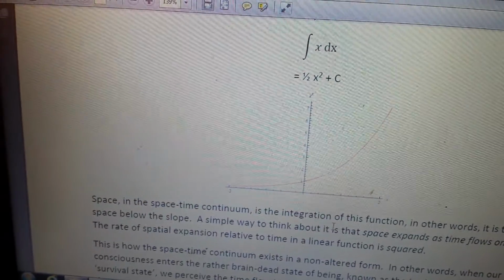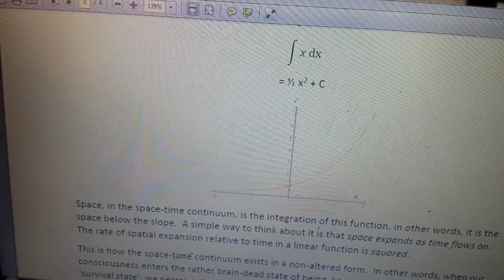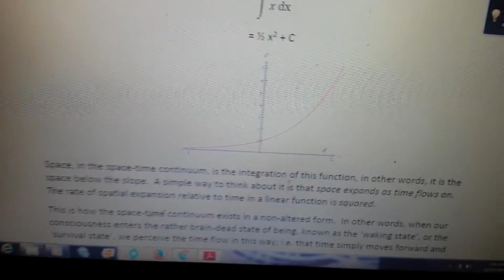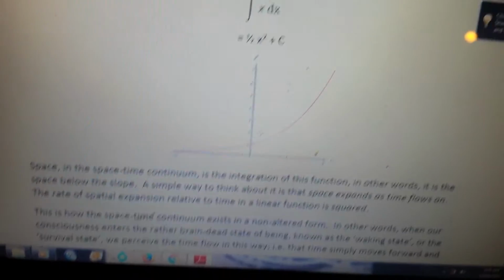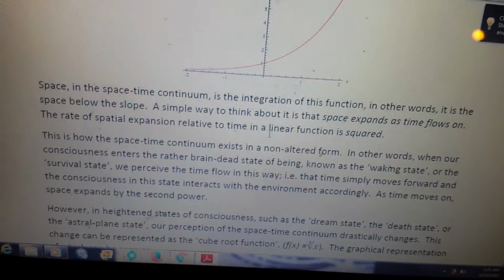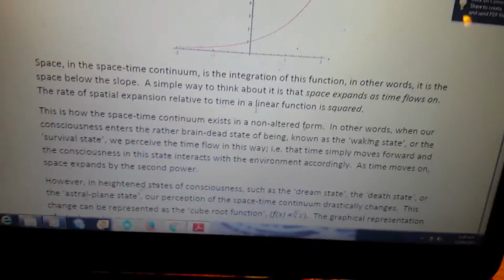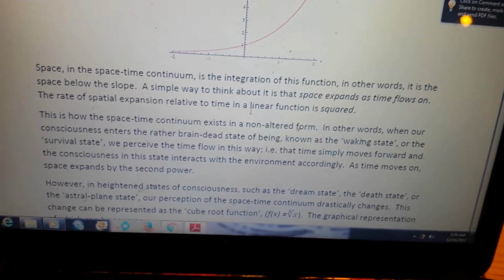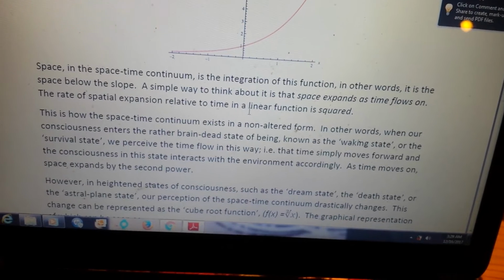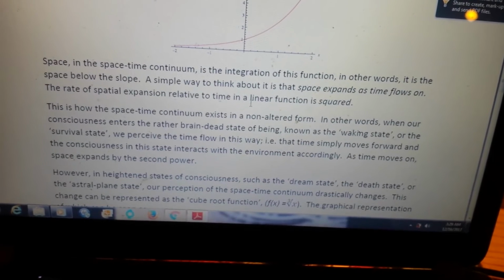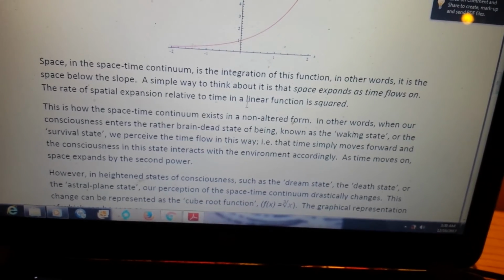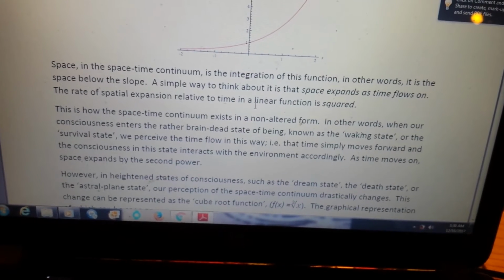So you see, you get an exponential-shaped graph. So now this is how time is going to flow. This is how space is going to look in this dimension. Space in the space-time continuum is the integration of this function. In other words, it is the space below the slope. A simple way to think about it is that space expands as time flows on. The rate of spatial expansion relative to time in a linear function is squared.